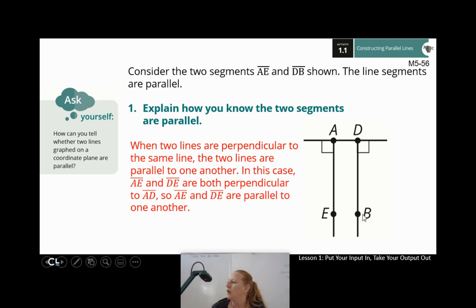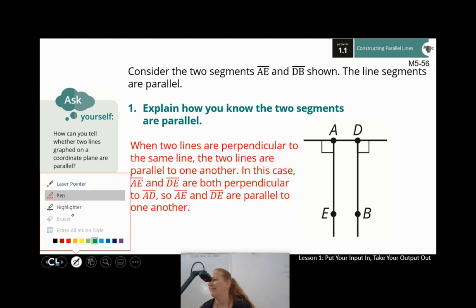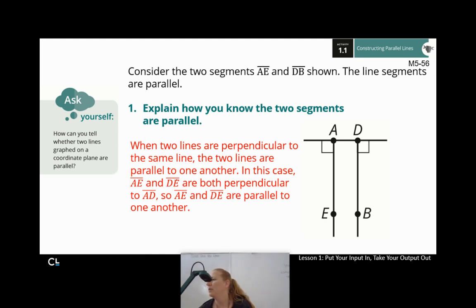AE and DB are both perpendicular. That says DE, that should say DB. Sorry, I'll fix that. DB are both perpendicular to AD. So AE and DB are parallel to one another. Again, those should both have B's on them. Sorry. Shall I make them into B's? Again, you probably worded it a little differently than I did. Like my E is about to become a B. Oh, look, now it's a B. It's good enough. So these guys are both perpendicular to the same line. They're parallel to each other.